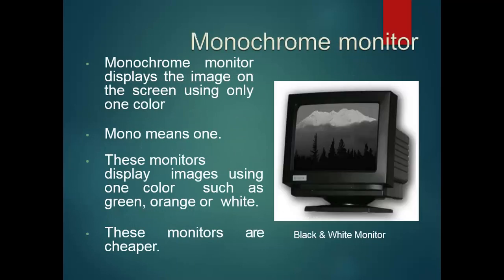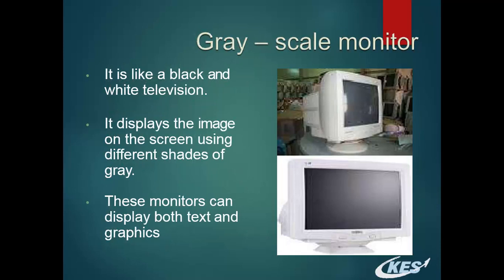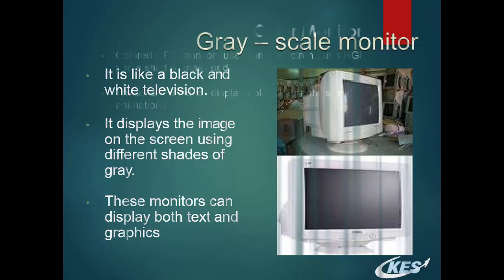Now what is a monochrome monitor? This monitor displays the image on the screen using only one color. This one color can be green, orange or white. Grayscale monitors are like black and white televisions which display the image on the screen using different shades of gray. They can be used to display both text as well as graphics.